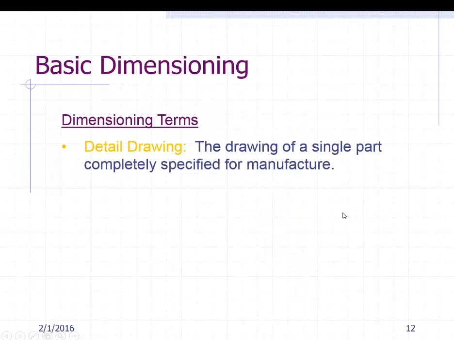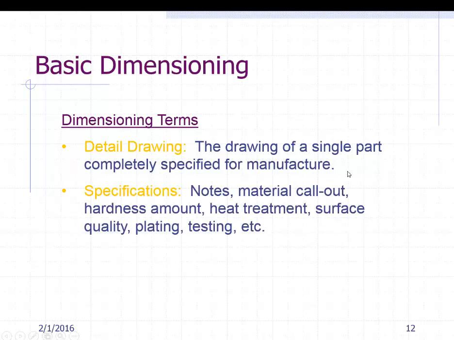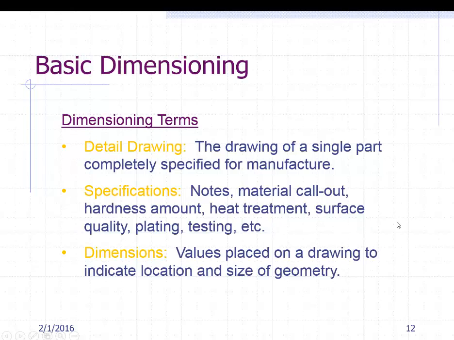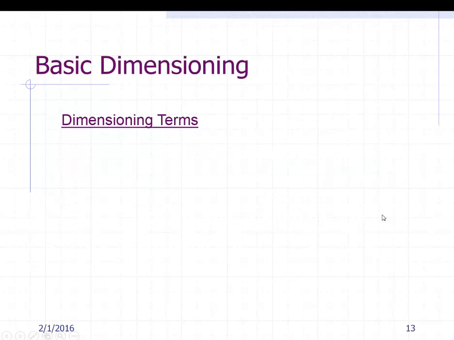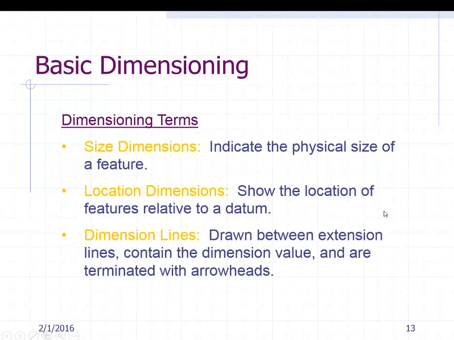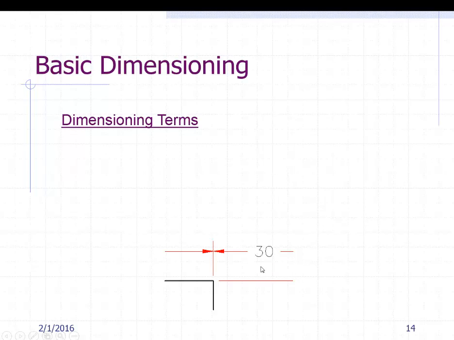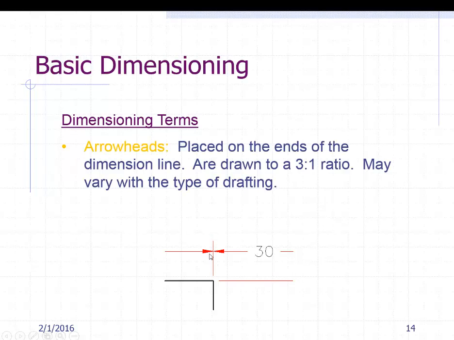So just some general terms. A detailed drawing is a drawing that's going to give us everything that we need to manufacture a part. So any specifications, any views that are necessary, and then any dimensions that are necessary as well. And I mentioned specifications, but anything special about it, it could be the material, it could be any processes like heat treatment for hardness, that sort of thing as well. And then again, the dimensions, as we've been mentioning. Talked about size and location dimensions. The parts of the dimensions themselves, so you have the dimension lines that the text is actually sitting in, and then you have the extension lines that are extending from the part, and then you have the arrowheads.